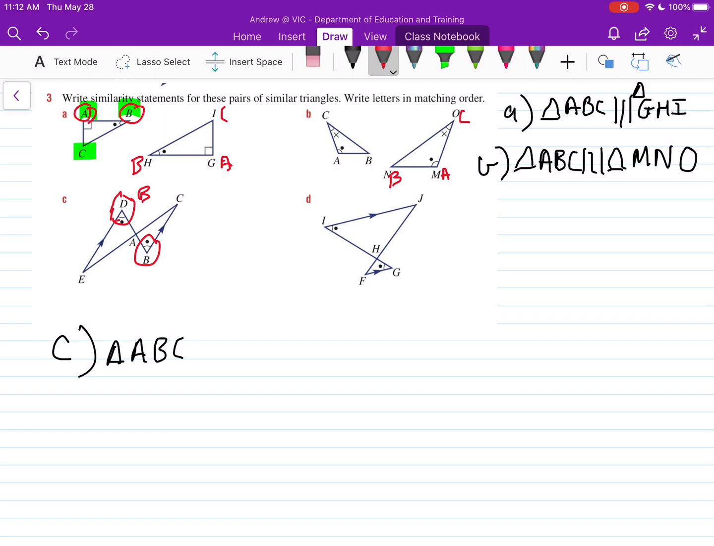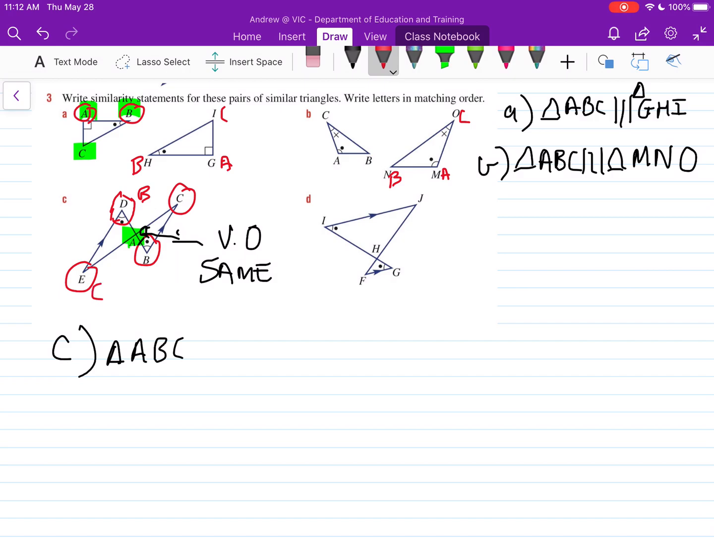Now C, we look at A. These ones here are vertically opposite. So A here, these ones are vertically opposite. So they're the same. So with this, angle A is actually going to correspond with angle A. So that stays the same there. And now we just need to look at what angle C corresponds with. And this is this E down here.